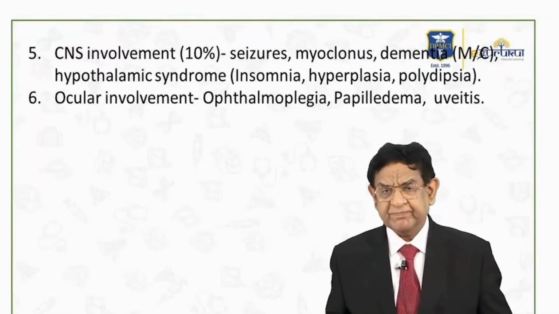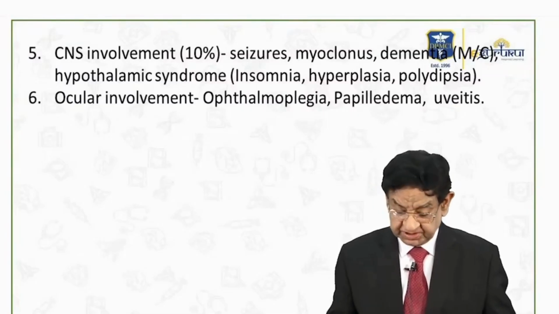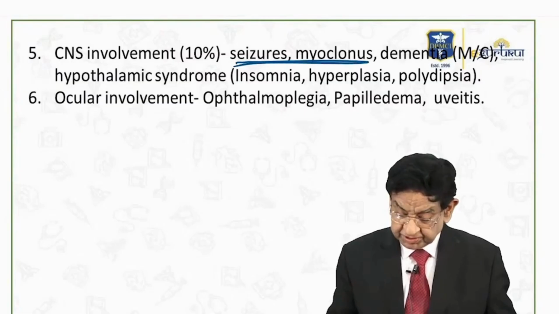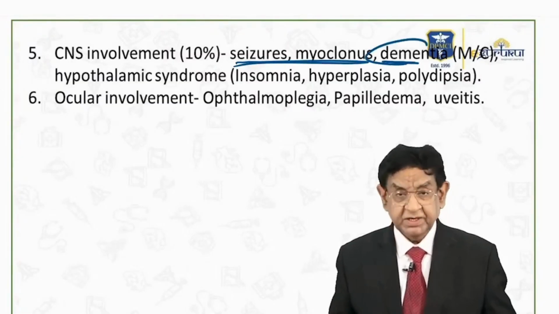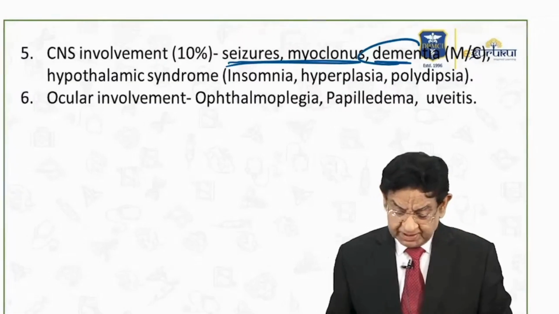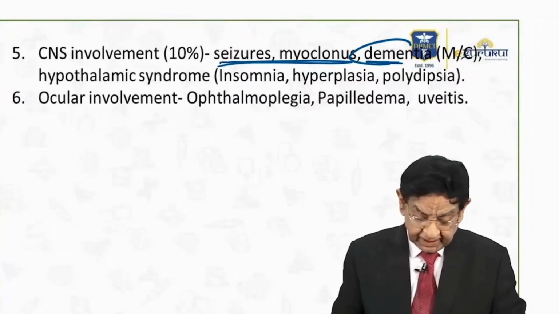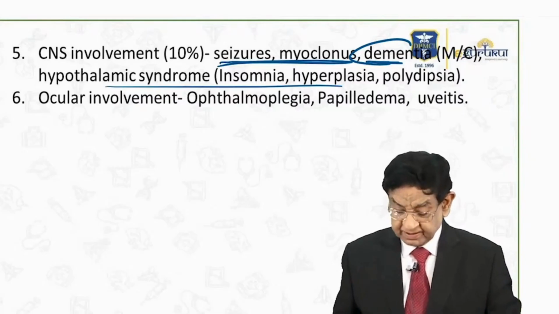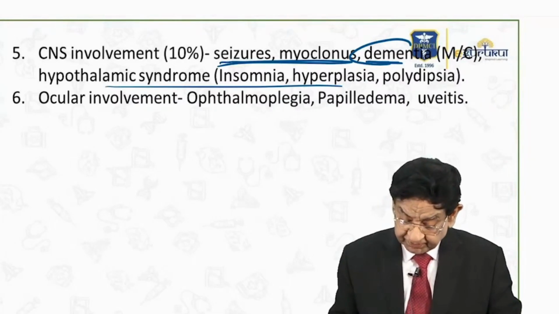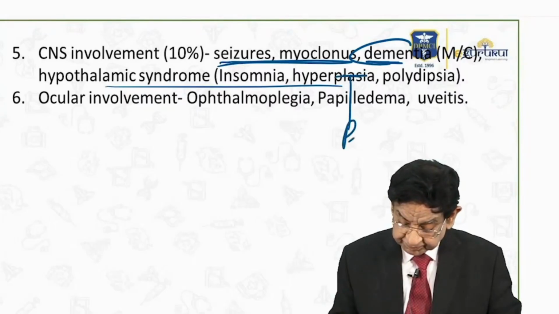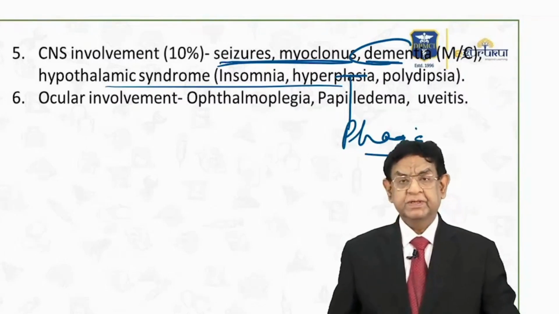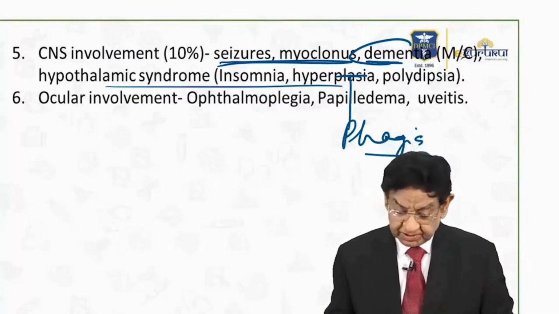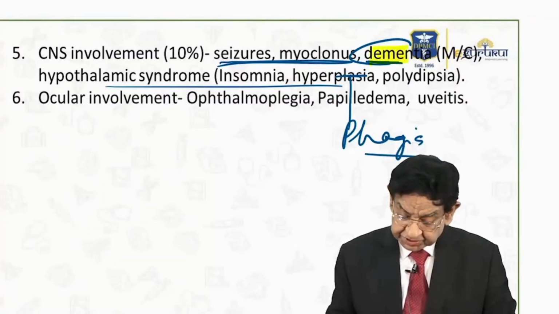Patient can have various types of neurological manifestation: seizures, myoclonus, dementia. Point to be noted, dementia. And there may be hypothalamic syndrome like insomnia, polydipsia, hyperphagia. But out of these, don't forget dementia.